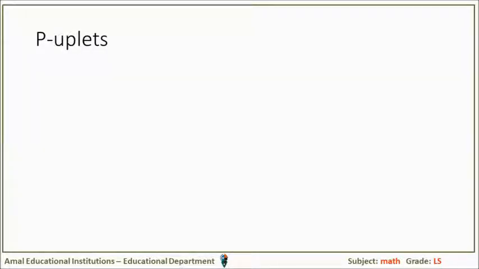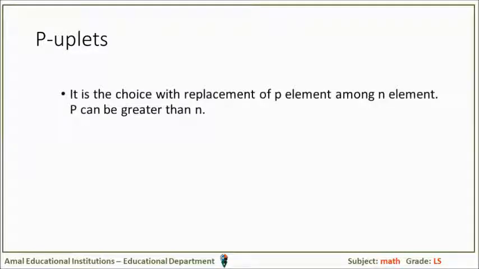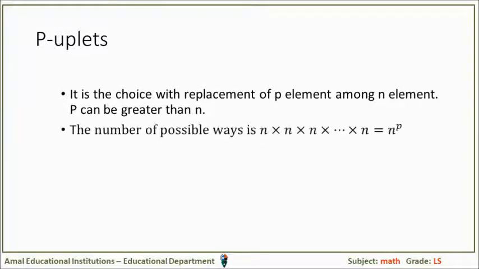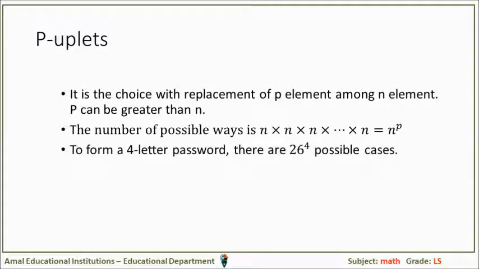Now we will speak about P-uplets. It is the choice with replacement of P elements among N elements. P can be greater than N. The number of possible ways is N times N times N times N, P times, which is equal to N to the power P. For example, to form a 4-letter password, there are 26 to the power 4 possible cases.